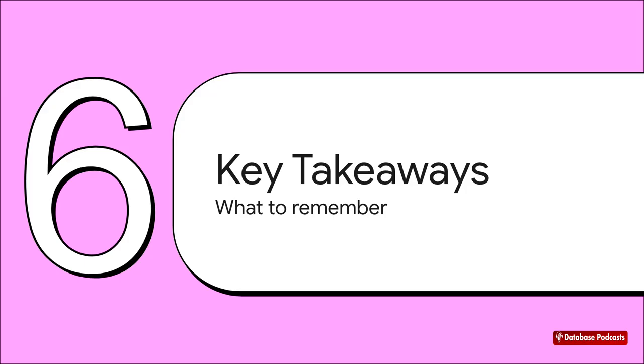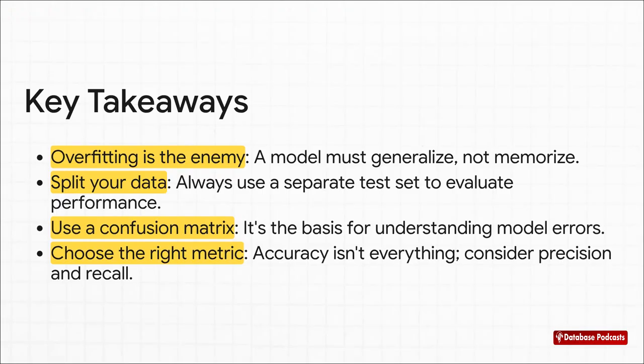Phew, okay, that was a lot, I know. So let's just pause for a second and boil it all down to the absolute must-remember takeaways from all of this. If you remember nothing else, remember these 4 things. 1. Overfitting is the ultimate bad guy. Your goal is always a model that generalizes, not one that memorizes.